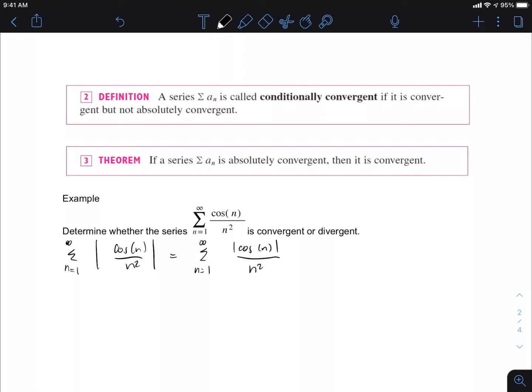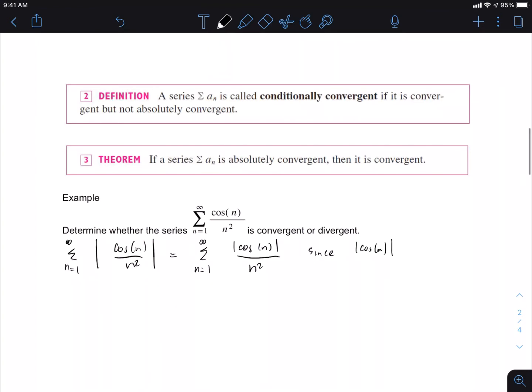This should be squared 2 here, sorry. But we know something really, really cool. We know that since the absolute value of cosine of n is always less than or equal to 1 for every value of n, right? That symbol means for all, for every value of n. So instead of using the smallest values for n, I'm going to use its largest value.